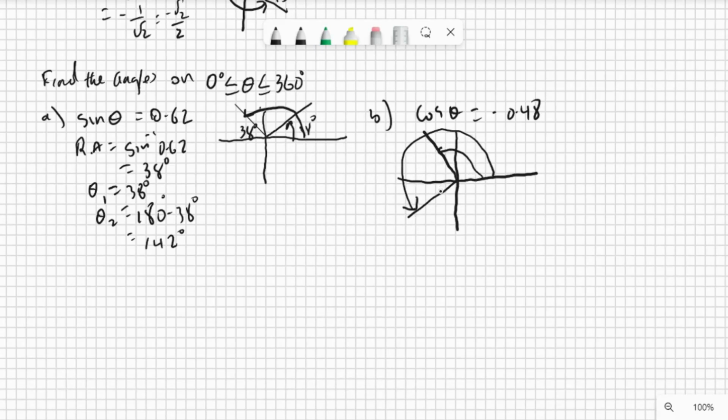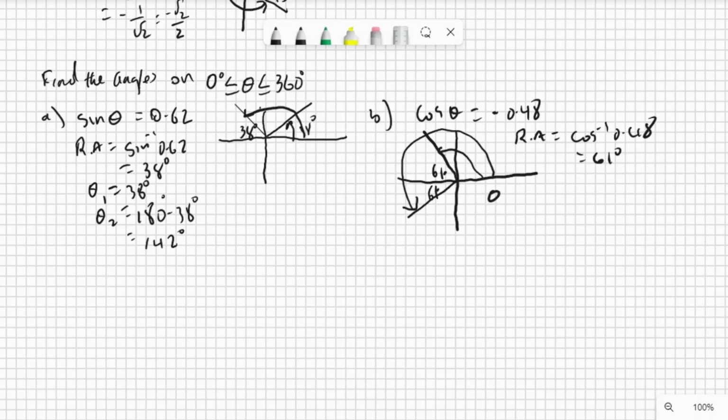So I have to find the related angle. This is related acute angle. This is related acute angle. These two are equal. I find the related acute angle by using 0.48 without the negative sign. So related angle is cos minus 1 of 0.48, which is approximately 61 degrees. So this is 61 degrees.